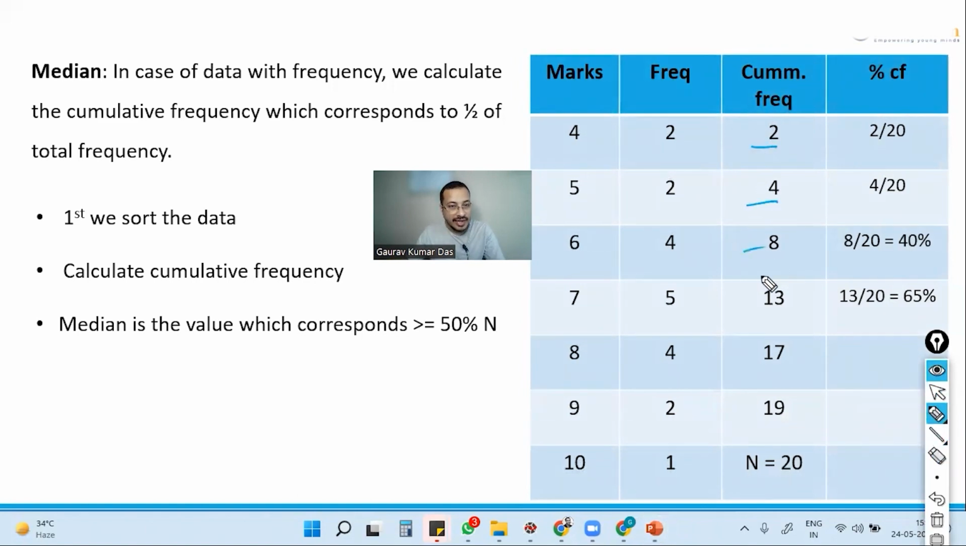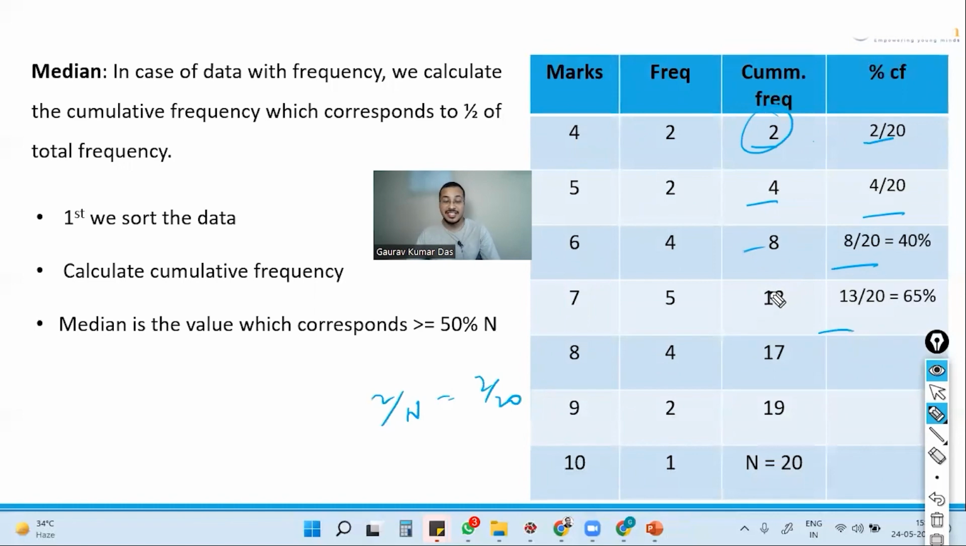So we all know how to calculate cumulative frequency. So for 2, what percentage is 2 out of n? All you have to do is 2 by n, here 2 by 20. So 2 by 20, 4 by 20, 8 by 20, 13 by 20. And if you look at this, 2 by 20 is obviously less than 50% of 20. 4 by 20 is again less than 50%. 8 by 20 is again less than 50%.